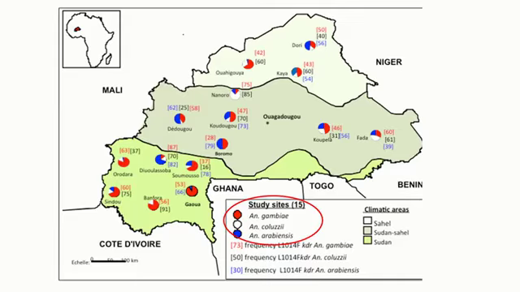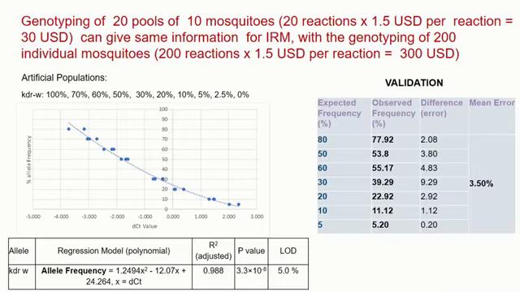This is because the final information that we give to applications like IR Mapper is a simple allele frequency that can be safely extracted from mosquito pools. And we have proven that by developing polynomial regression models that transform a simple CT value that you get from analyzing a mosquito pool from a qPCR machine into allele frequency.